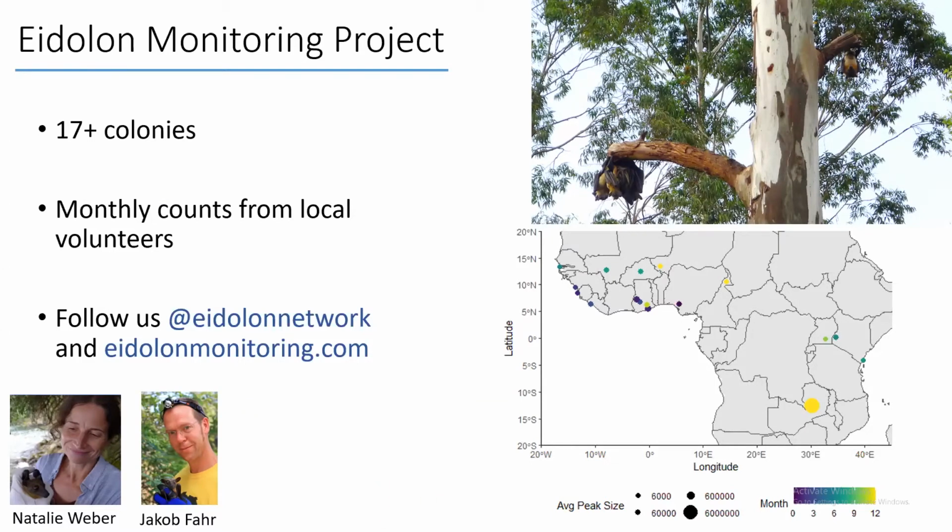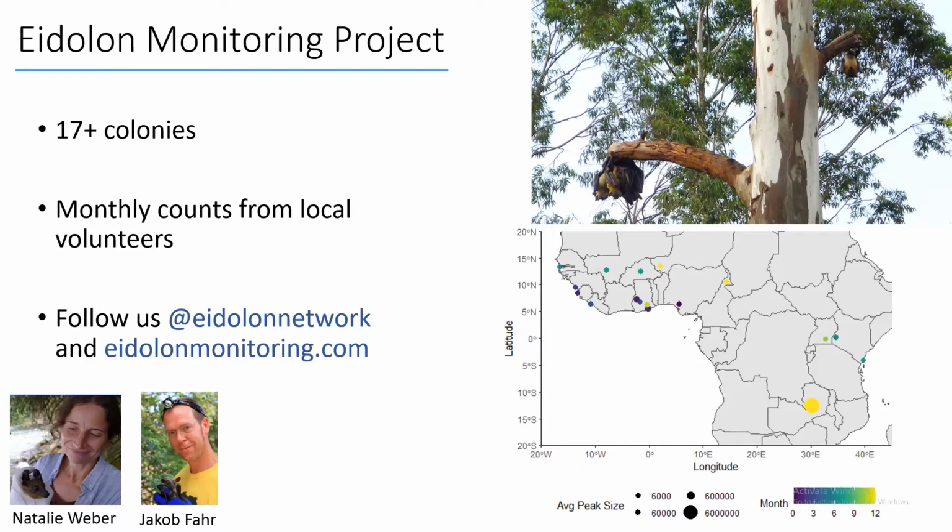You can follow us if you're interested on Twitter at Eidolon Network, and also check out our new website at eidolonmonitoring.com. The idea is to make all of this data open access and hopefully hand off the project to environmental groups in Africa to be continued, so that they can take ownership of monitoring their species. I've been analyzing some of the data that's already been collected from this project, and we're trying to understand the dynamics of how these bats might be moving across Africa.